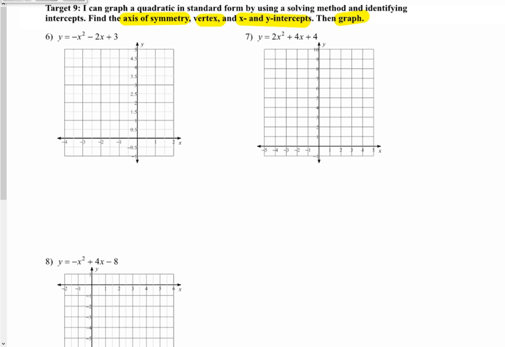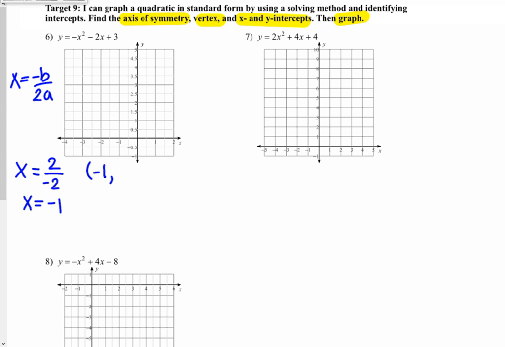Remember, in standard form, to find that axis of symmetry or to find the x of the vertex, we're going to be using that equation x equals negative b over 2a. So for number 6, negative b is actually going to be a positive 2 over 2a. Well, 2 times negative 1 is negative 2. So my x value, or my axis of symmetry, is going to be at negative 1. And that's also the x of my vertex.